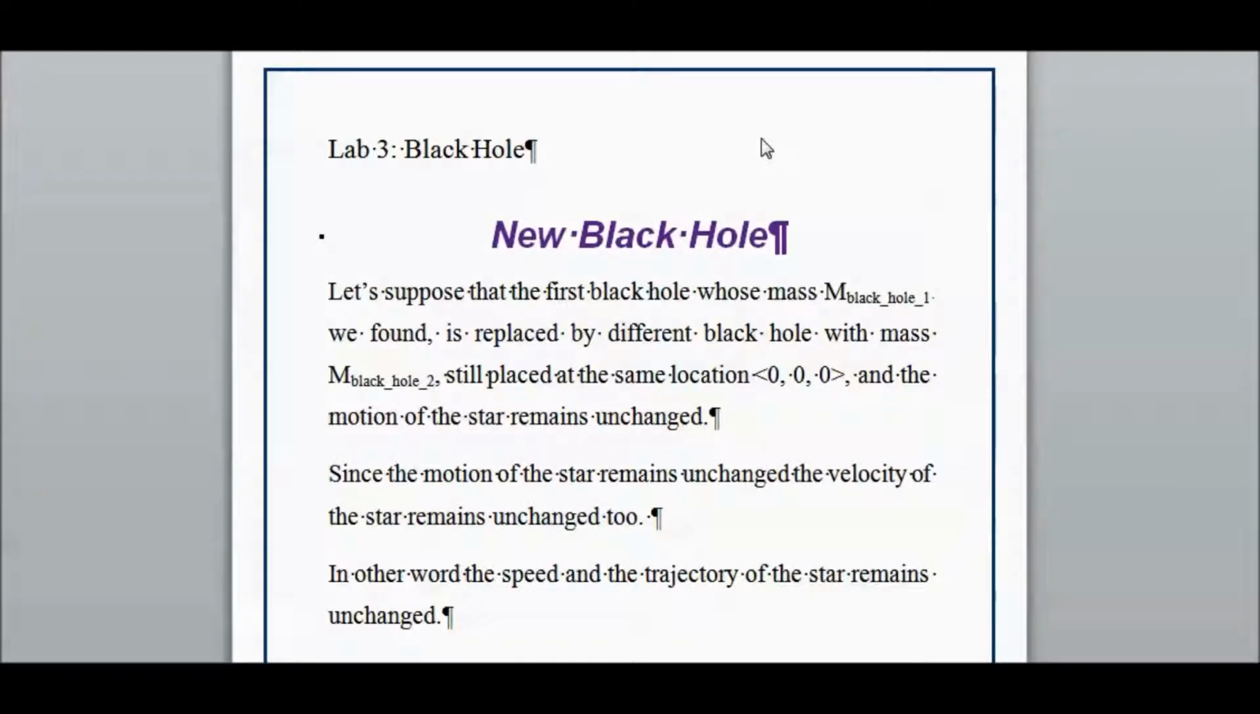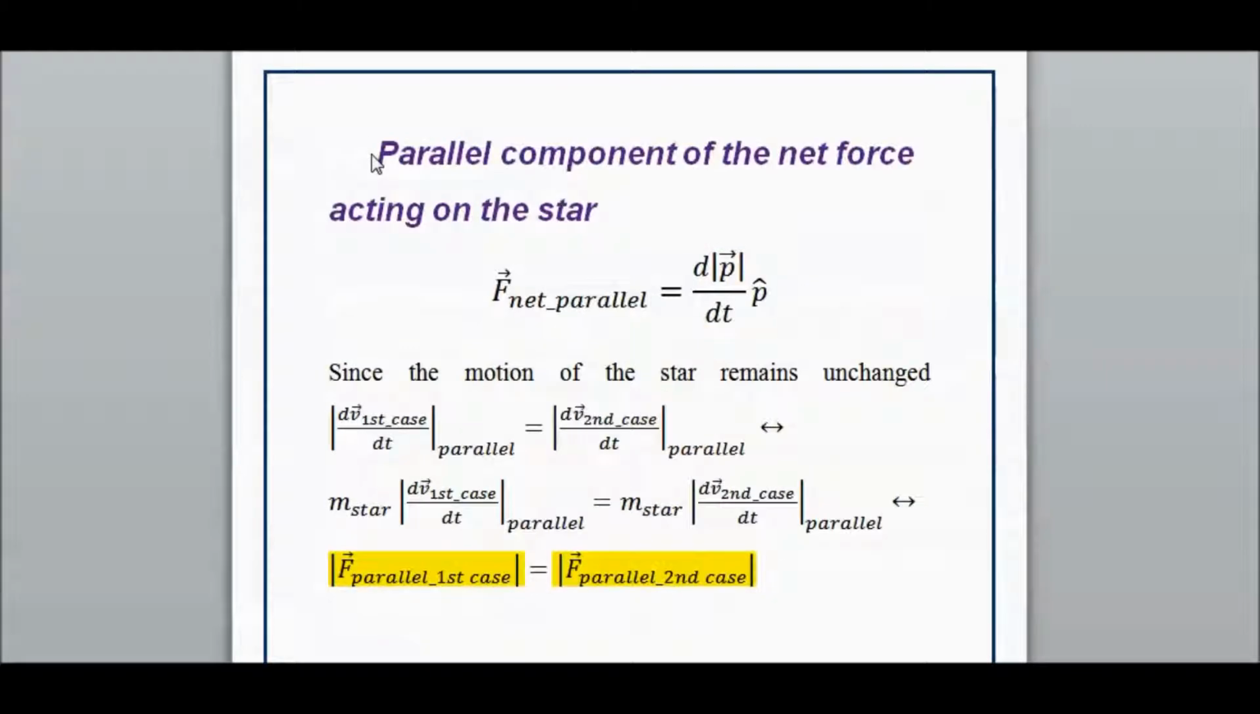Let's suppose the first black hole is replaced by a new black hole, still placed at the same location, and the motion of the star remains unchanged. Since the motion of the star remains unchanged, the parallel component of the star's velocity remains unchanged, and the parallel component of the net force acting is the same in both cases.